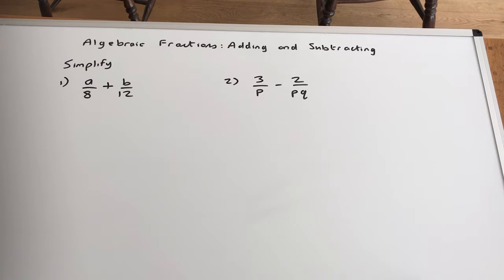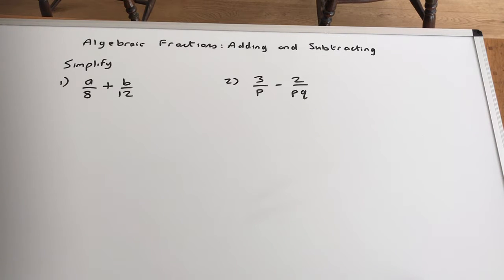Right. In this video, what I want to think about is the next stage in adding and subtracting algebraic fractions. So to show you what this next stage is, let's look at two examples. Example number one here is, I want to add a over 8 to b over 12.